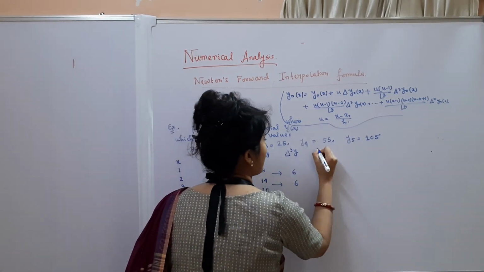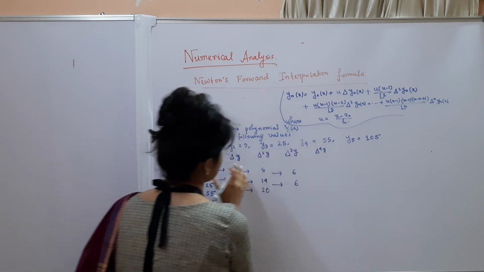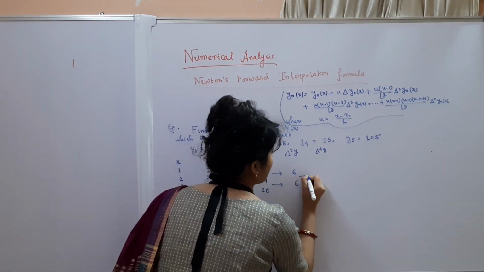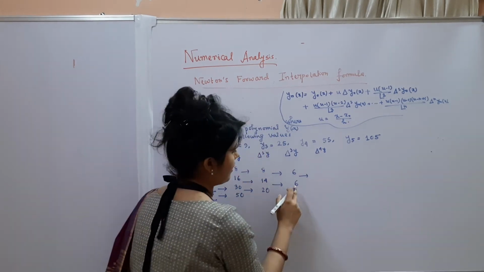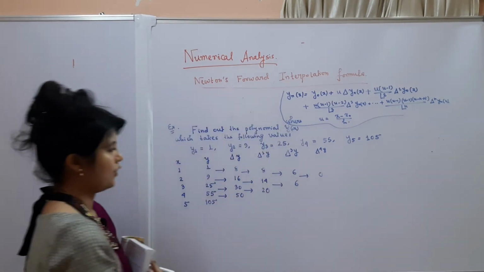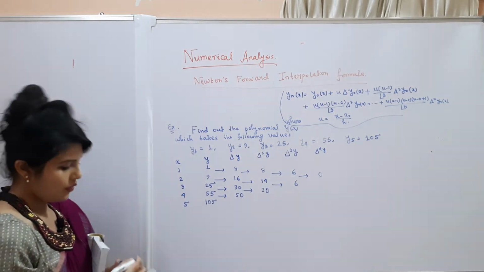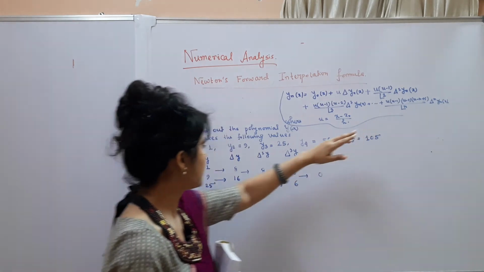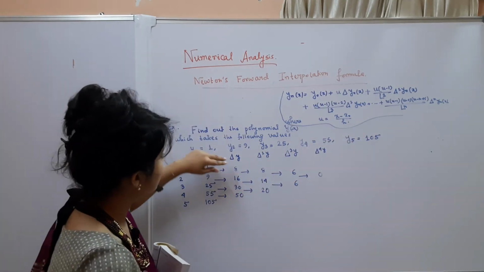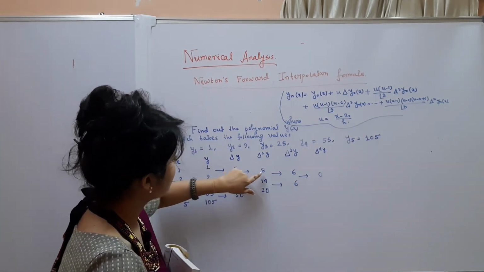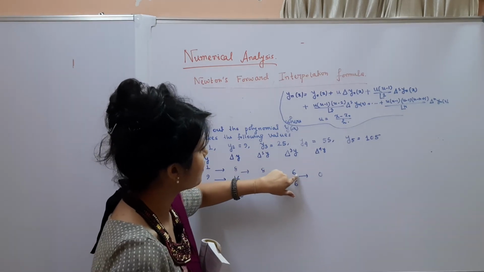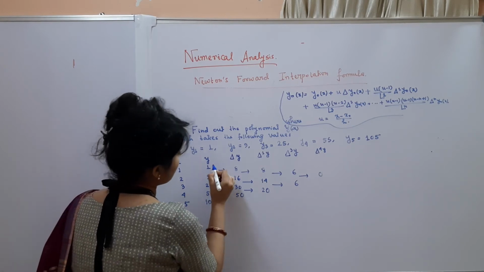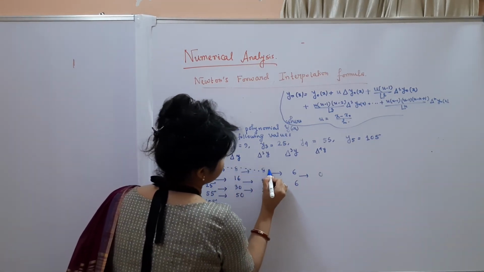Okay, so you have to carry out this difference table up to whenever you are getting the single value. So 6 minus 6 is 0. So this is the difference table. Now if we want to use Newton's forward interpolation formula, you need delta y0, delta square y0, delta cube y0, delta to the power 4 y0. Okay, so you need these values, right?